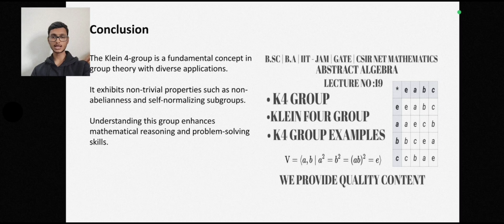So therefore, the Klein group is a fundamental concept in group theory with diverse applications. It exhibits non-trivial properties such as non-abelianness and self-normalizing subgroups. Understanding this group enhances mathematical reasoning and problem-solving skills. This is all about definition and explanation of Klein group.